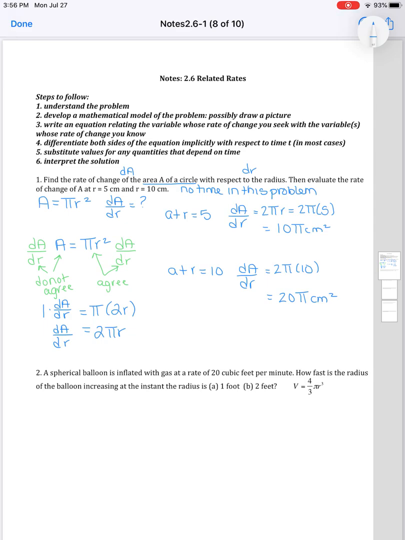Okay, I'm going to tell you 99% of the time it's going to be with respect to t. But just always read the question, because if there is no reference to time, then obviously it's going to change. And it's not going to be the same as what we're about to go over.